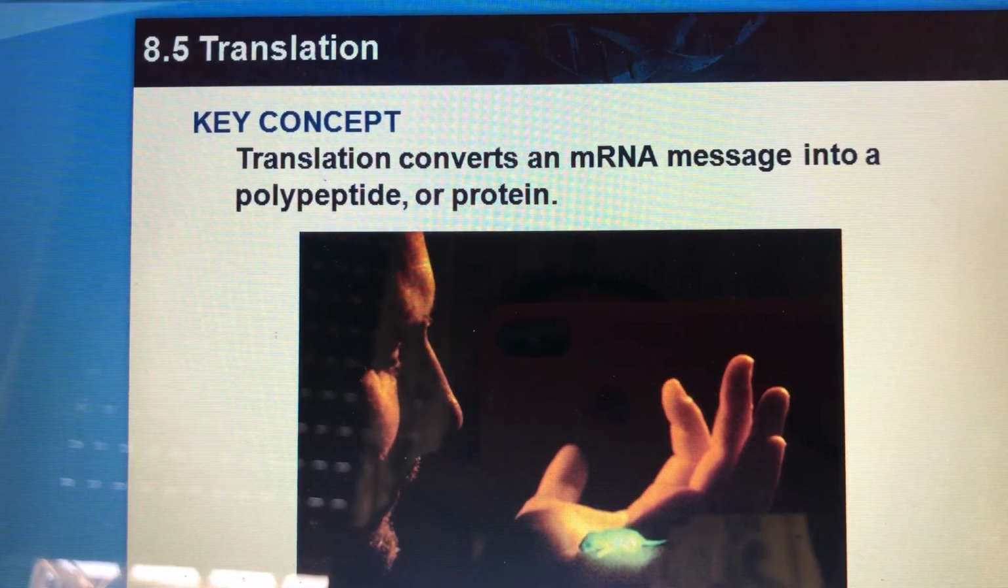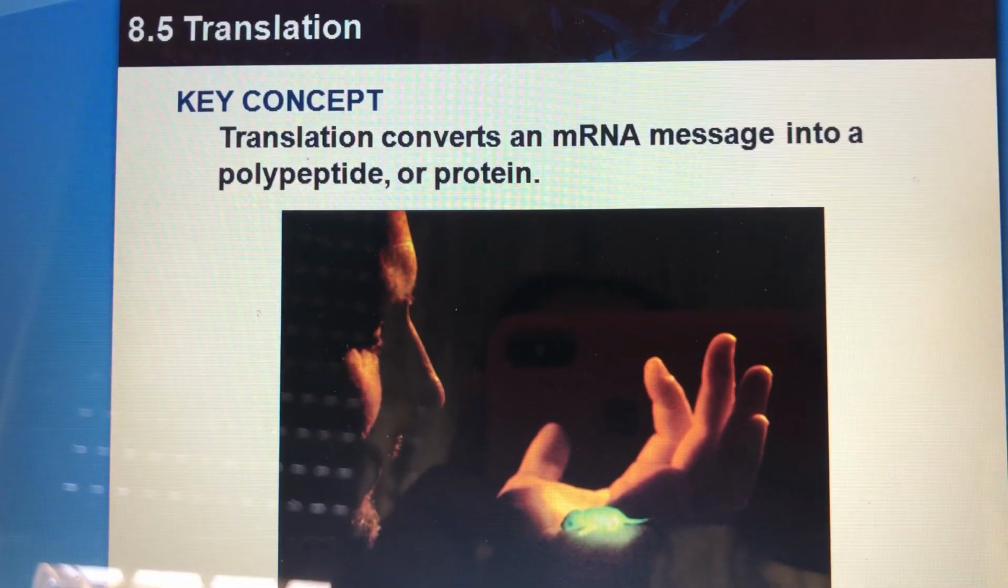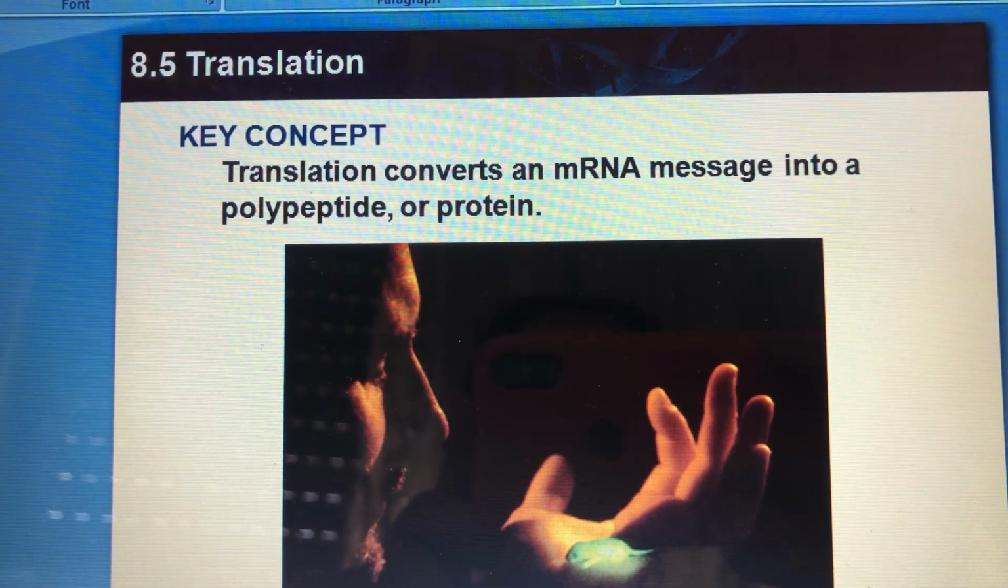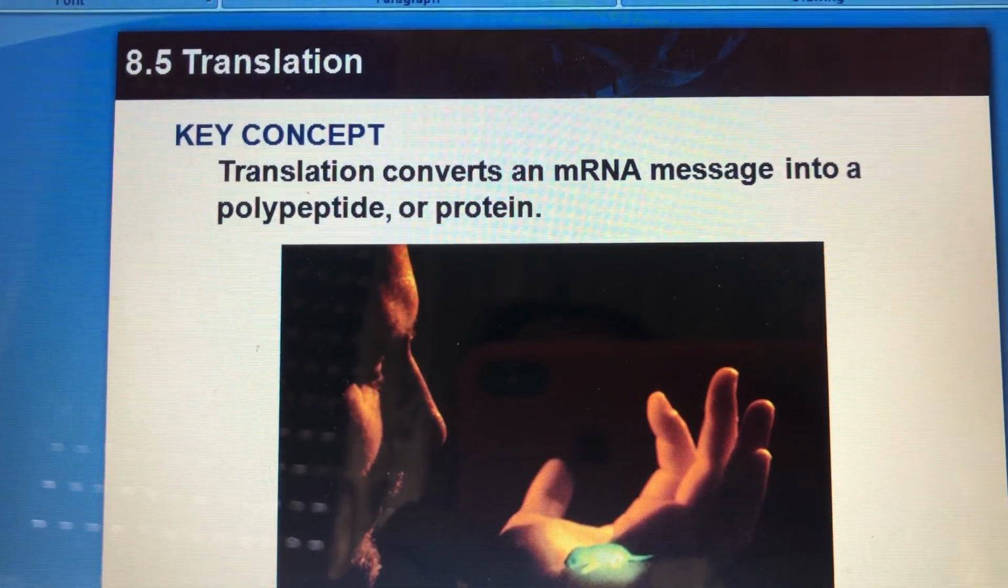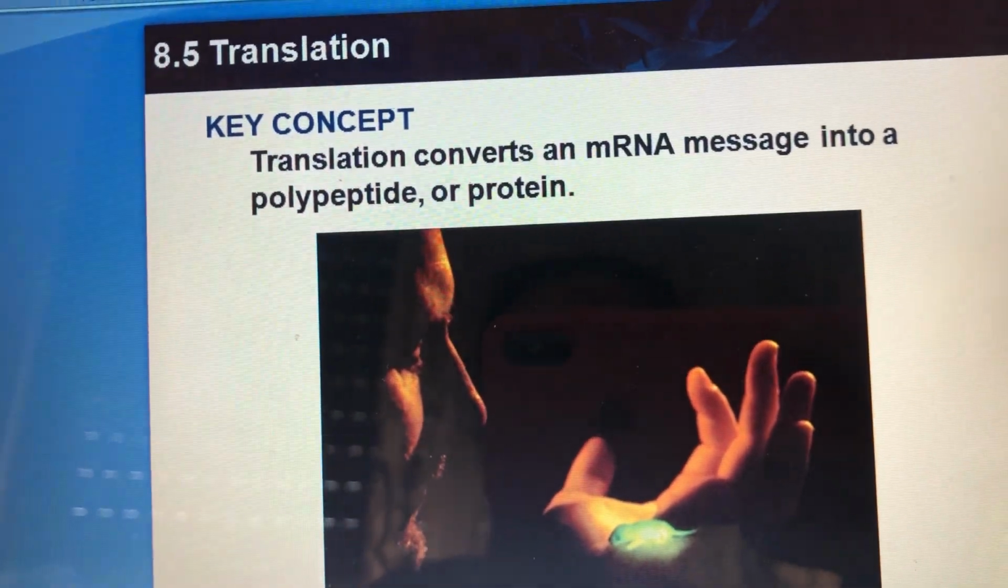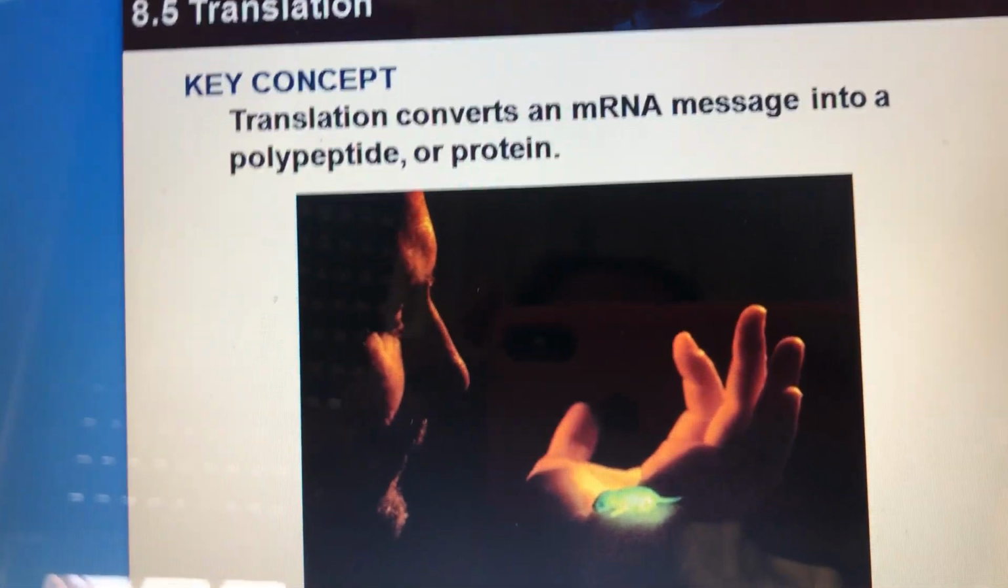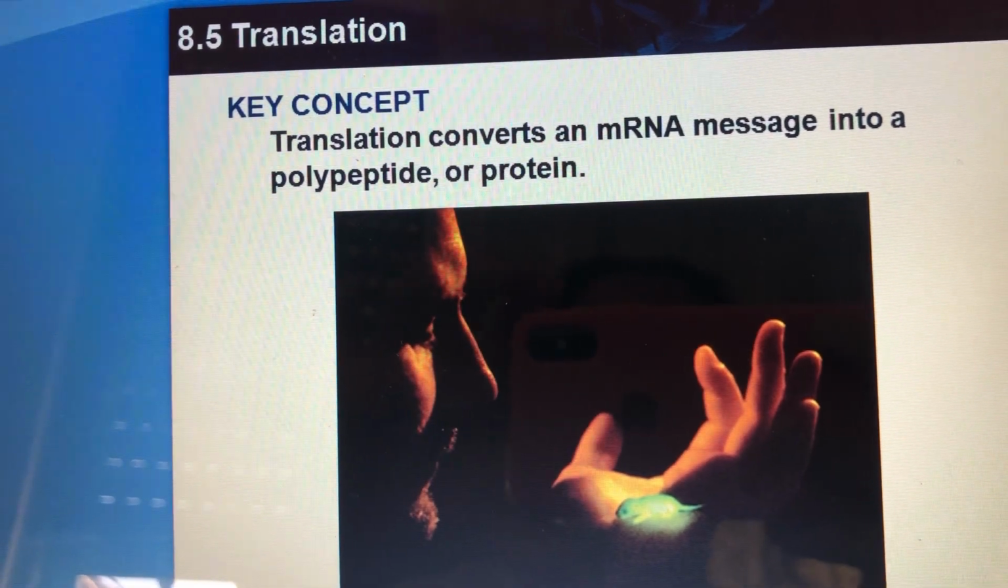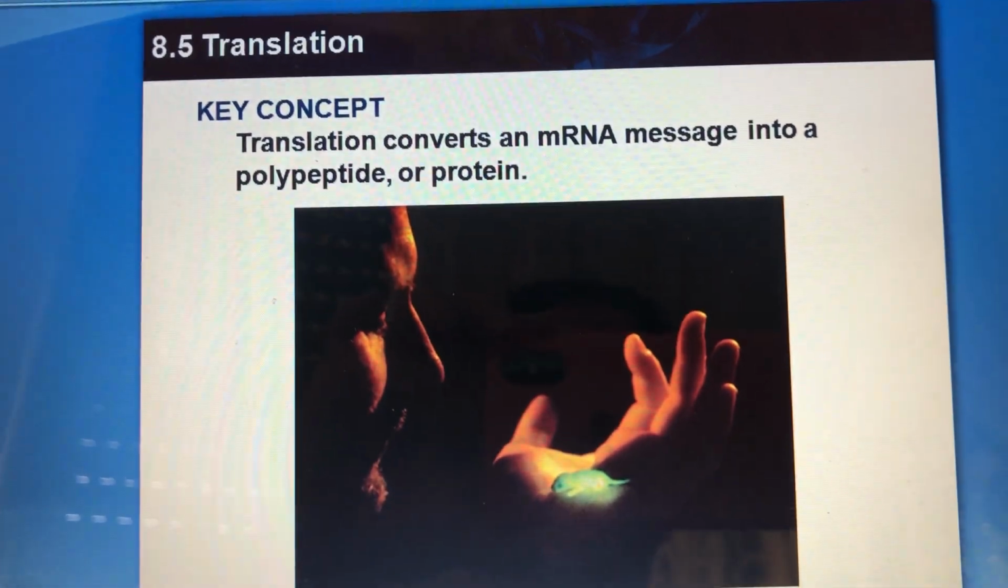Good morning, grade 10. Today we are going to continue section 5 from chapter 8 as a revision for the second exam, translation. We said the translation is converting an mRNA message into a polypeptide chain, which is a protein.